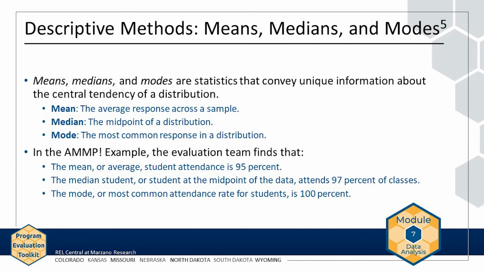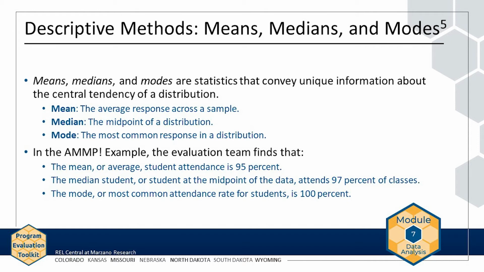Means, medians, and modes are statistics that convey unique information about the central tendency of a distribution. The mean is the average response across a sample. The median is the midpoint of a distribution. The mode is the most common response in a distribution.